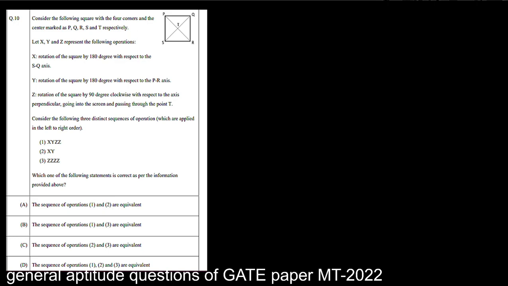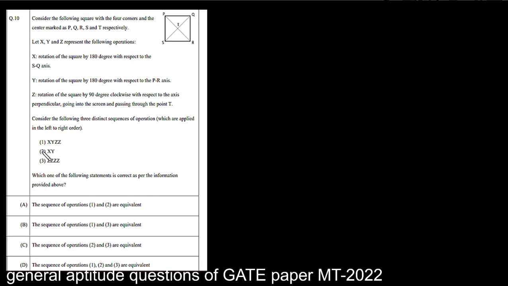Now consider the following distinct sequences of operations, which are applied from left to right. Here we have four sequences, written as X Y Z Z, X Y, and Z Z Z. We apply the operations in a specific direction, from left to right. That means we first apply the X operation, then Y, then Z, then Z.